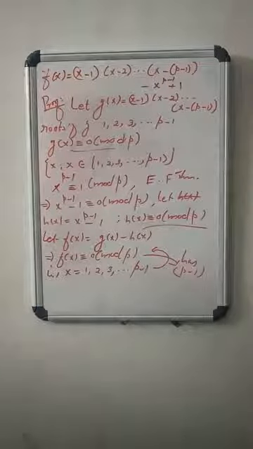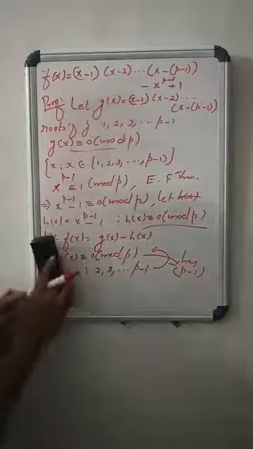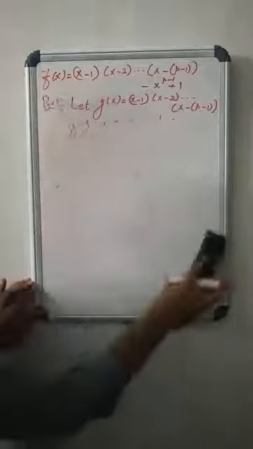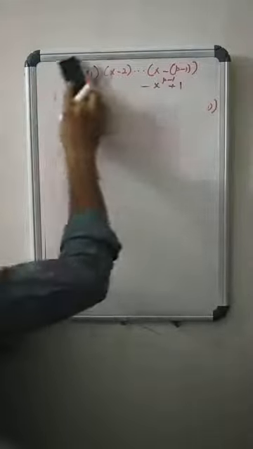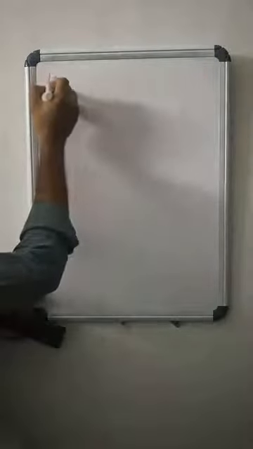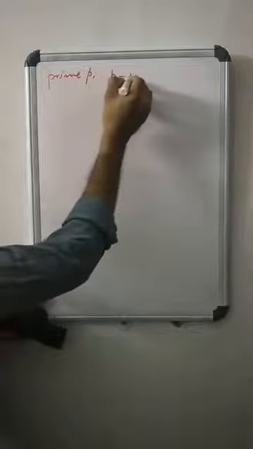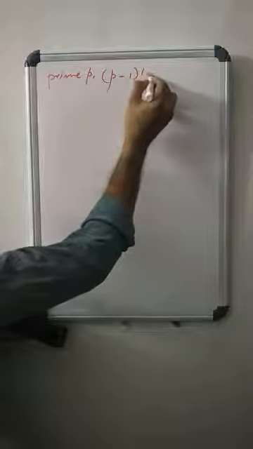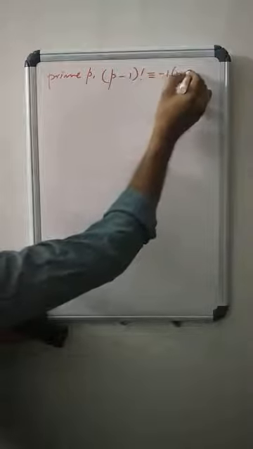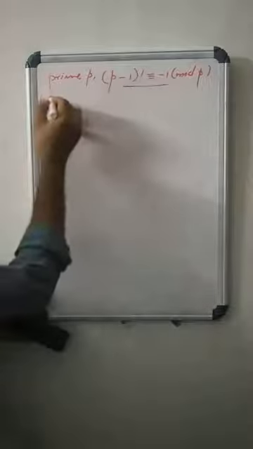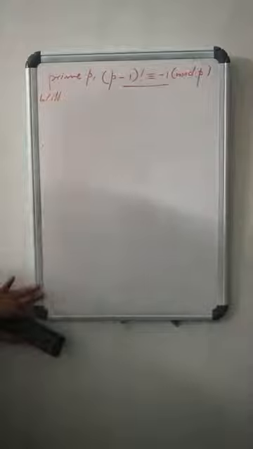Okay, right. Now we consider the next important result. That result is known as Wilson's theorem. What is Wilson's theorem? Wilson's theorem states that for any prime p, p minus 1 factorial is congruent to minus 1 mod p. So this is Wilson's theorem. Wilson's theorem is a very important theorem.